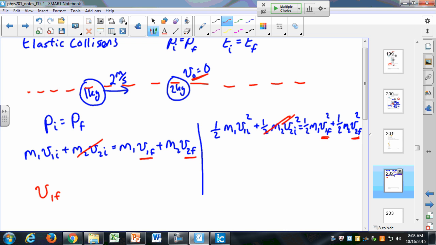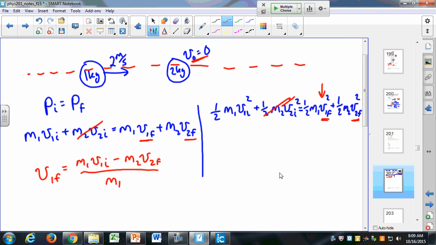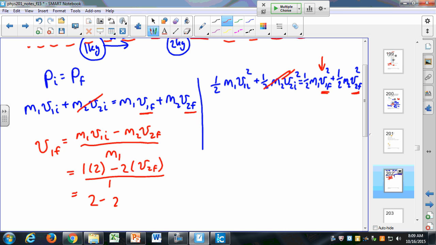And then when I do that, I'll sub it in up here on this equation and then solve that equation for V2F. So I have V1F equals M1 V1 initial minus M2 V2 final divided by M1. I'm going to go ahead and put some numbers in here. I get 1 times 2 minus 2 times V2F divided by 1. That's 2 minus 2 V2F.